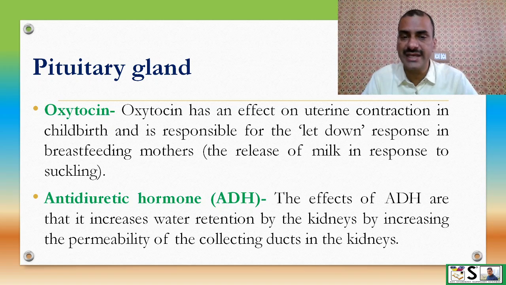Oxytocin has an effect on uterine contraction in the childbirth process and is responsible for the letdown response in breastfeeding mothers, when the milk is secreted in response to suckling of the baby. Next is antidiuretic hormone. The effect of ADH is that it increases water retention by the kidneys by increasing the permeability of the collecting ducts in the kidneys.